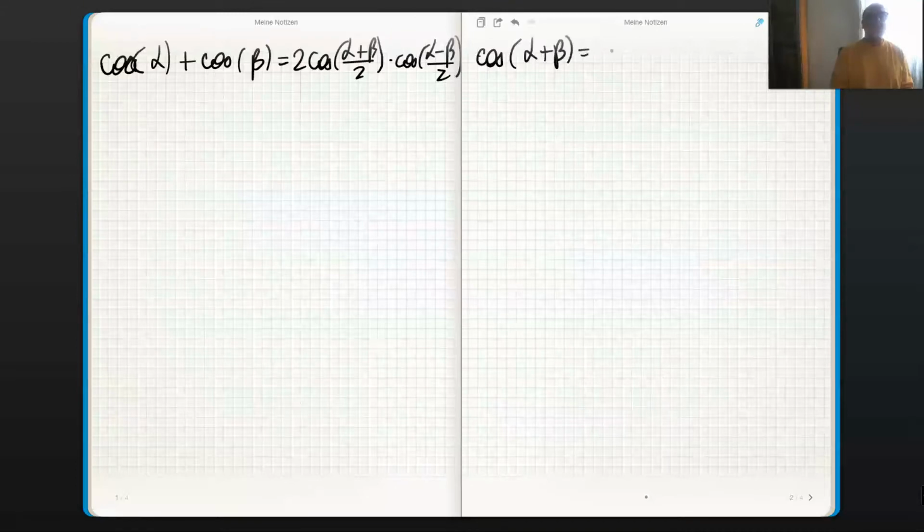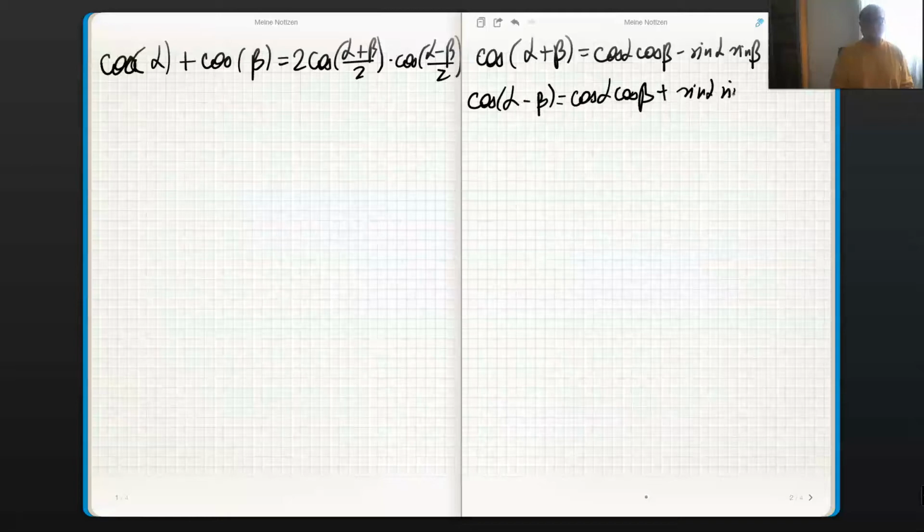plus beta, which was cosine alpha cosine beta minus sine alpha sine beta, the first. And the second was cosine alpha minus beta. Well, pretty much the same, but with plus. Not intuitive if you see it for the first time or try to memorize it, but since we proved it, everything is, well, getting better.